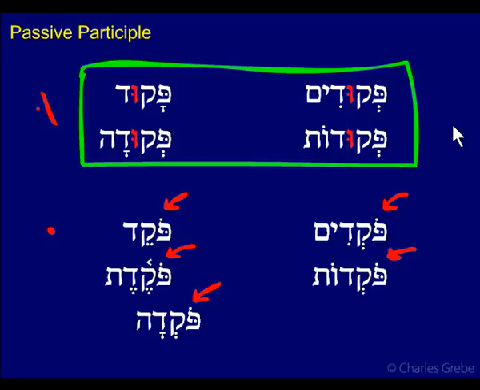Okay, anything else I want to say? I guess not. Next we'll turn to how to use these, the syntax of the passive participle.